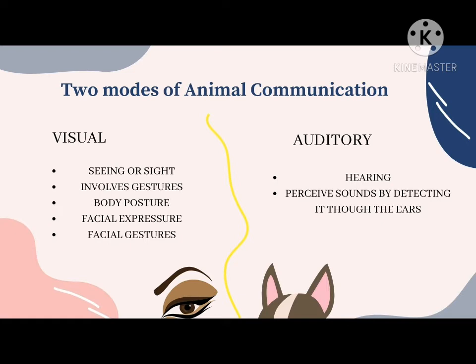Visual relates to seeing or sight. Auditory refers more to hearing than to sound: the ability to perceive sound by detecting vibration and through an organ such as the ear. Visual communication includes gestures, the display of distinctive body parts, or distinctive bodily movements.